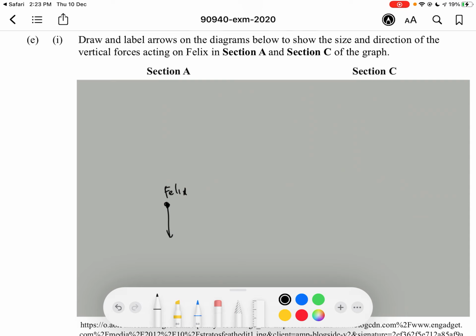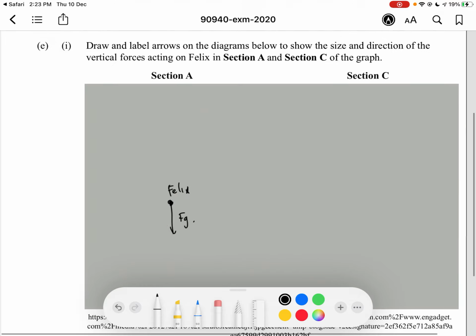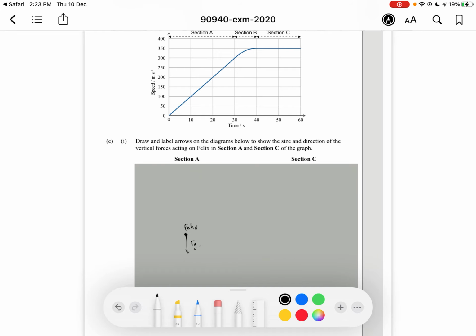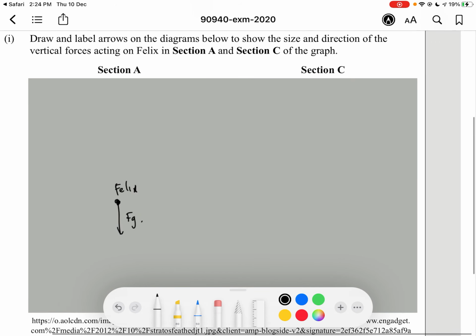At section A, he's just going to have this force downwards. It's just going to be F of G. So that's our vertical forces. There are no vertical forces acting upwards since he is accelerating at the same rate as the acceleration of gravity. At section C, he now has a 0 meters per second squared acceleration.